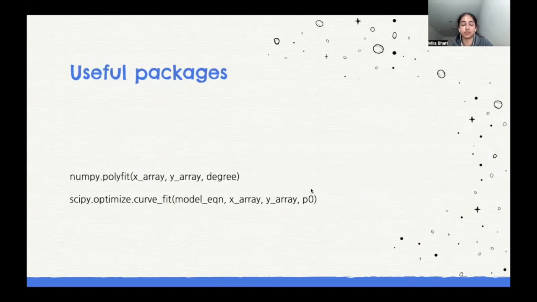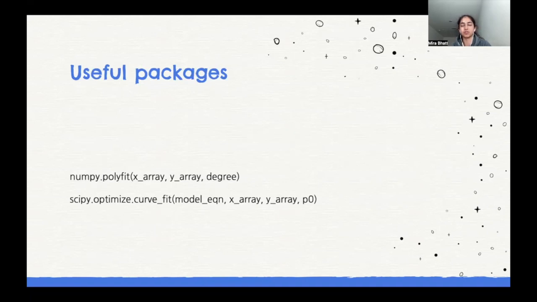which we're getting into right now. Some useful packages for curve fitting are numpy.polyfit. This is really good for fitting polynomials. It's very intuitive and easy to use. It takes 3 arguments: your x points, your y points, which are your data, and the degree of polynomial that you want to fit. So if you want to fit a parabola, you would say degree 2, and if you want to fit a cubic, you would say degree 3.